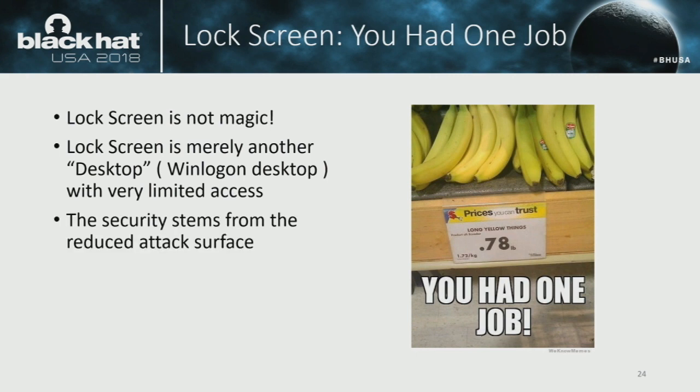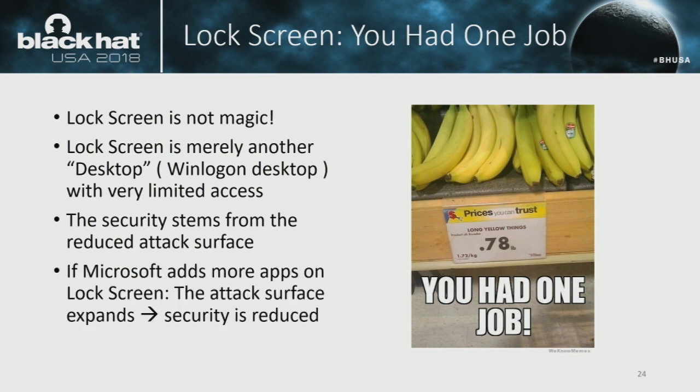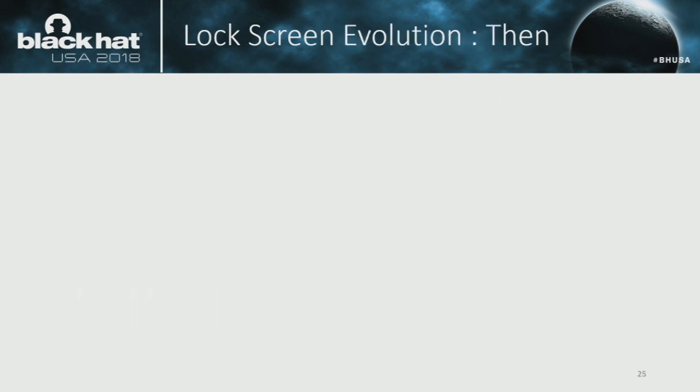And that's why it was secure, because it contained only one process and this process was secure. It should be natural to understand that if we allow more and more applications, more and more functionality on lock screen, and these processes are not necessarily as secure as WinLogon, then lock screen security will be reduced as the attack surface expands. Let's take a look at the evolution of the lock screen.